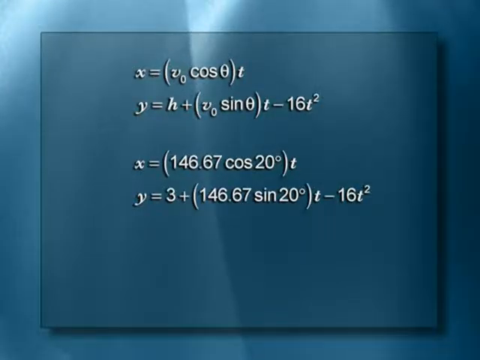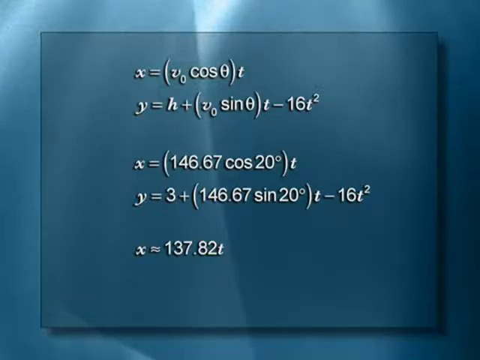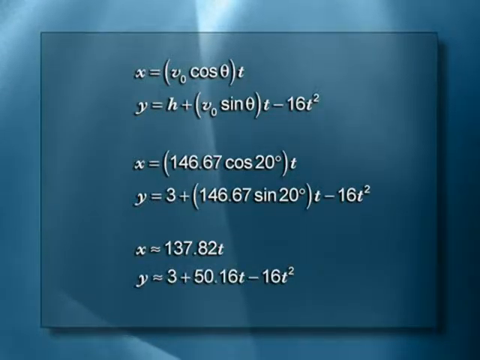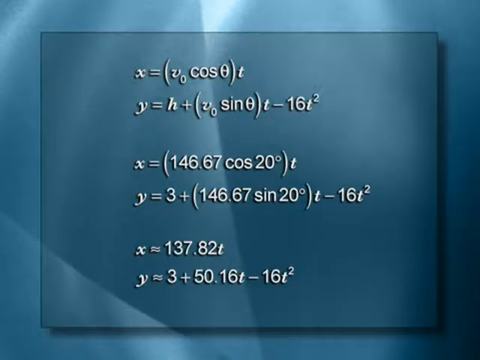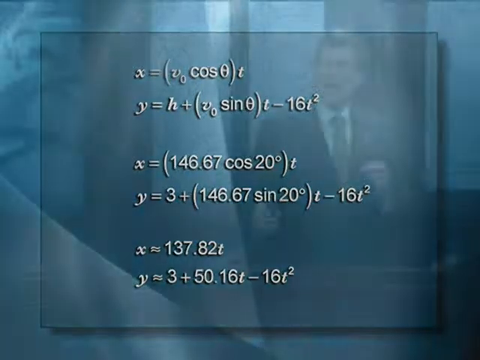Calculate those cosines and sines on your calculator: x is approximately 137.82t, and y is approximately 3 + 50.16t − 16t². Wow, kind of complicated, but we're doing a real physics problem here. Does it go over the fence? Well, let's find out how long it takes to get out there, 400 feet, and then when we get it out to 400 feet, let's see how high it is.